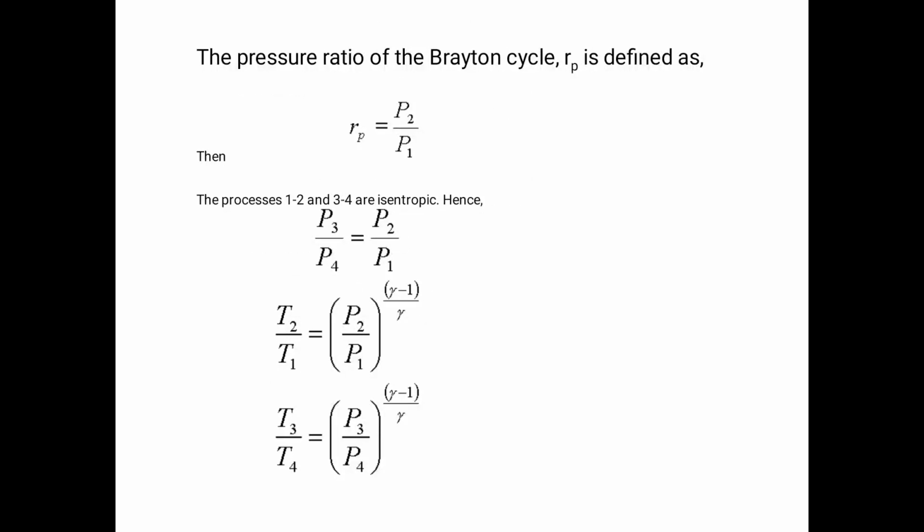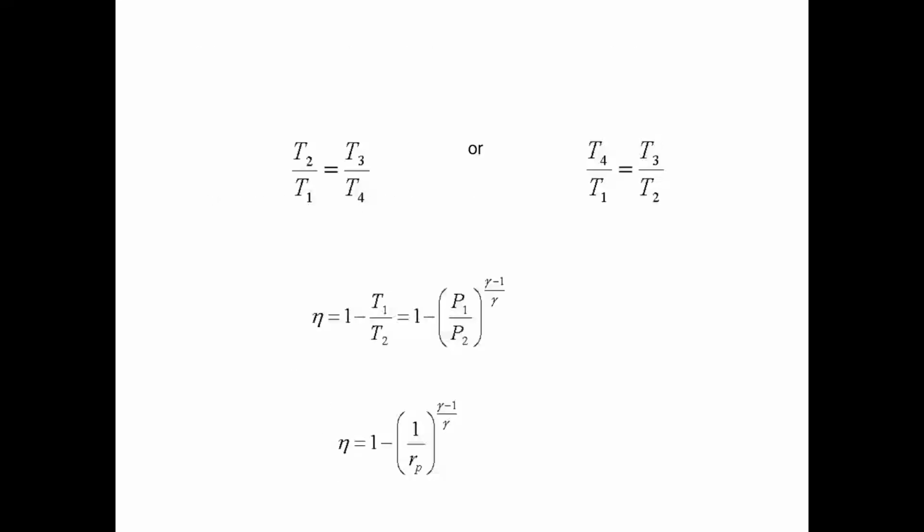The pressure ratio of the Brayton cycle is Rp. Rp is the pressure ratio, that is Rp equal to P2 by P1. The processes 1 to 2 and 3 to 4 are isentropic, hence P3 by P4 equal to P2 by P1. So we know the PVT relation formula, T2 by T1 equal to P2 by P1 the whole raised to gamma minus 1 by gamma, and T3 by T4 equal to P3 by P4 the whole raised to gamma minus 1 by gamma. Since the pressure ratios are equal, we can strike out the pressure values, then T2 by T1 equal to T3 by T4, or T4 by T1 equal to T3 by T2.